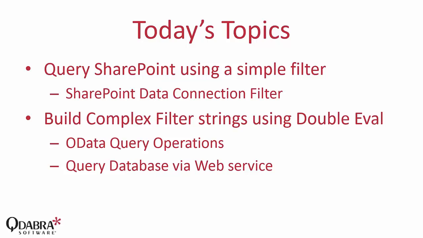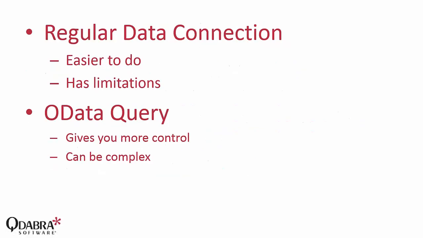So a regular SharePoint data connection query can be filtered, but it's going to have its limitations. You cannot perform a contains or like query. You cannot perform a date range search, not equal to, and lots more. A regular data connection query is easier to do, but again has limitations. An OData query, on the other hand, gives you a lot more control, but it can be complex.